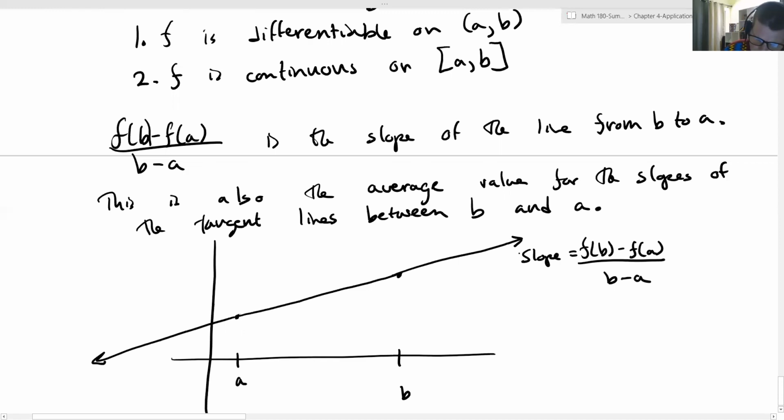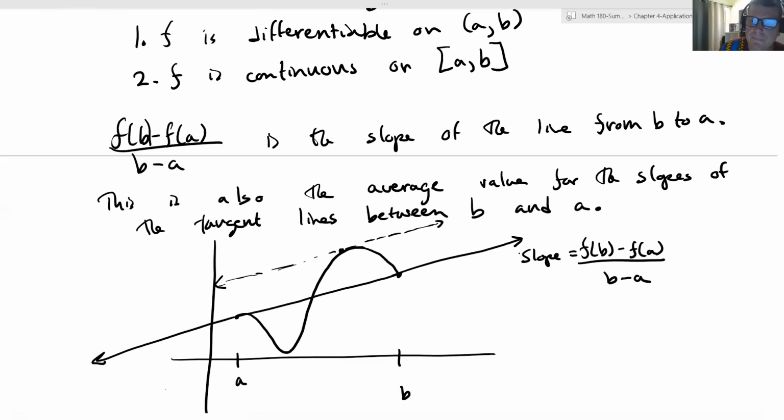And so we imagine we have a curve that's continuous and differentiable. Somewhere along it, and maybe even more than one time, we'll get a tangent line, say, right about here, that has a slope exactly the same as the slope of the line between B and A. And that's it. That's the basic idea of the mean value theorem.